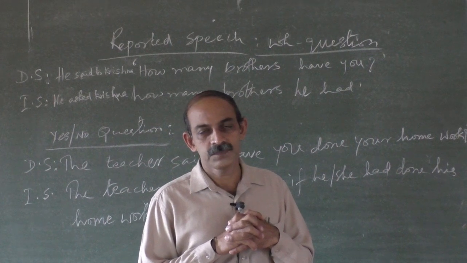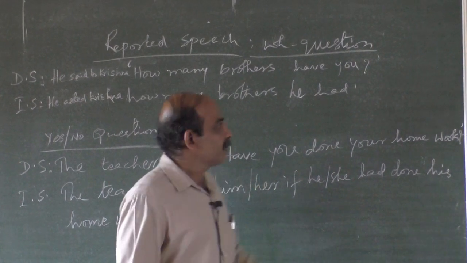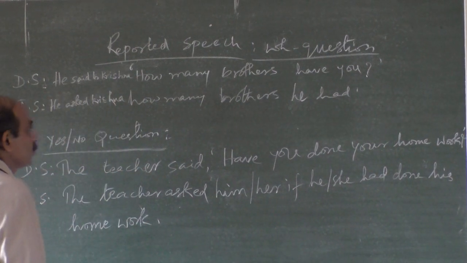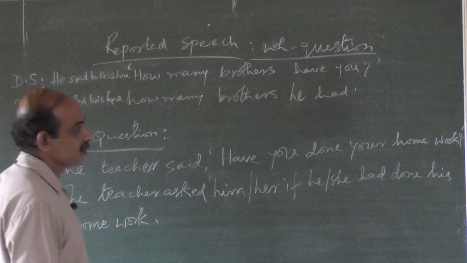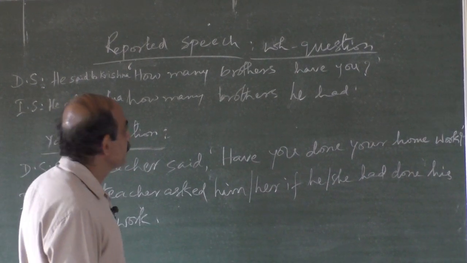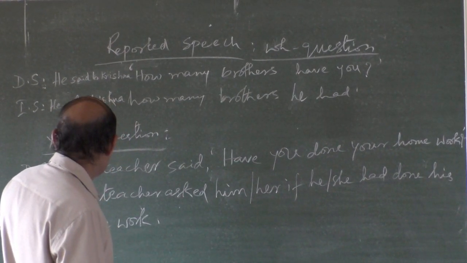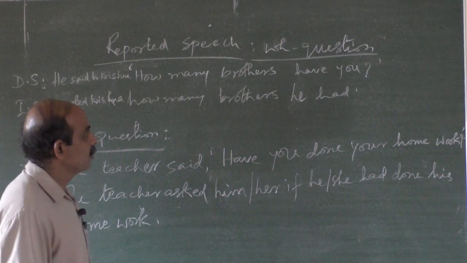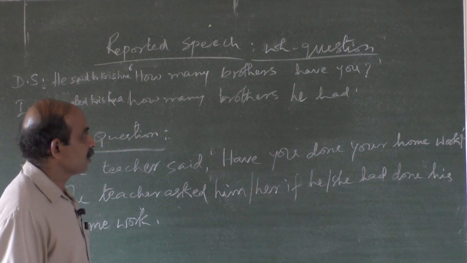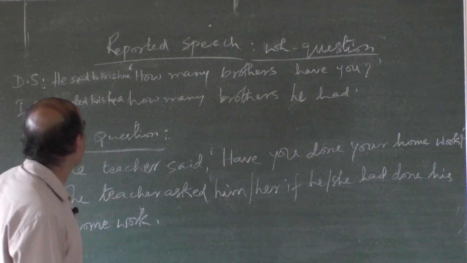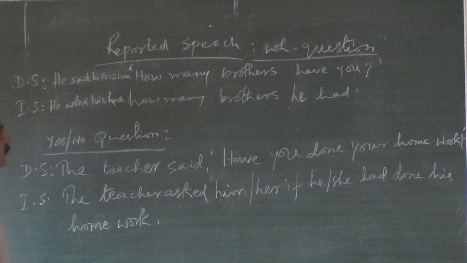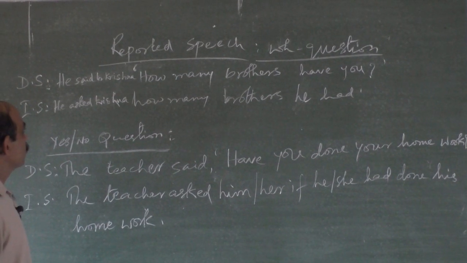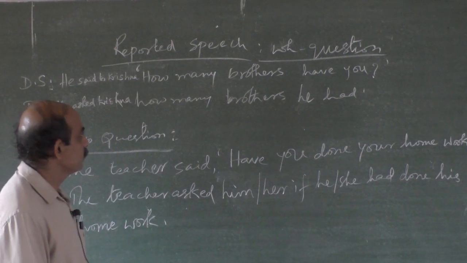Now, let us move on to some examples on WH question, yes or no question, imperative sentence, and exclamatory sentence. These are general examples, not from the text. Once again, to refresh you, statements in the last class example, I did it. Now, look at the sentences available here. He said to Krishna, how many brothers have you?